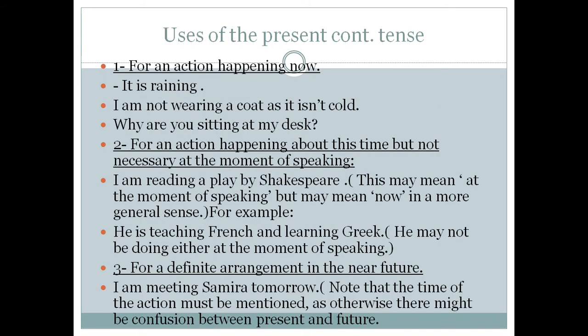Now, uses of the present continuous tense. When we use the present continuous tense. Number 1, for an action happening now. We use the present continuous tense to describe an action happening at the moment of speaking, happening now or happening at this moment. For example, it is raining. I am not wearing a coat as it isn't cold. Why are you sitting at my desk?